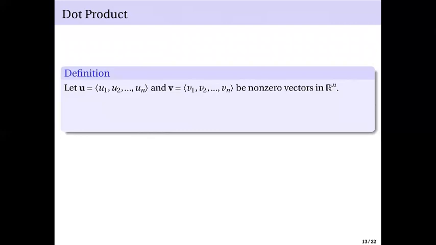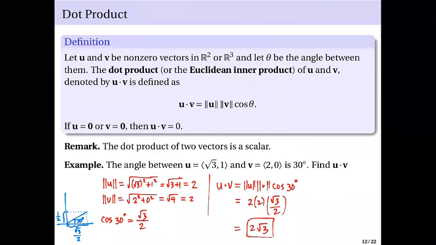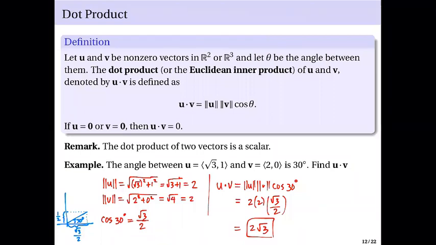Okay, yes, Melissa. Sorry, could I just see the previous slide again? Yep. Okay, so you multiply all of them and you get 2 square root of 3. Yes. Is that correct? Yep, that is correct. Okay, thank you. You're welcome.